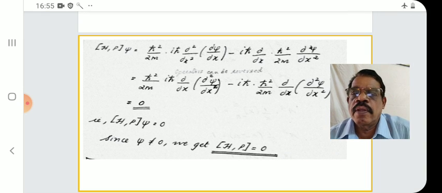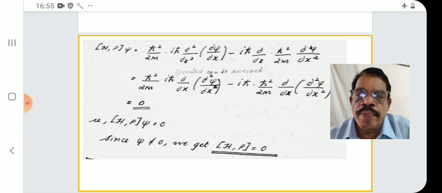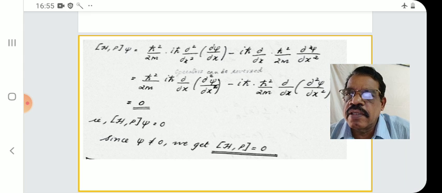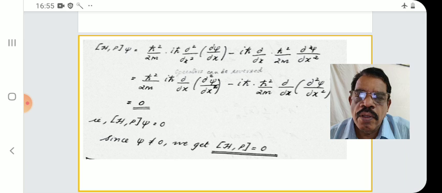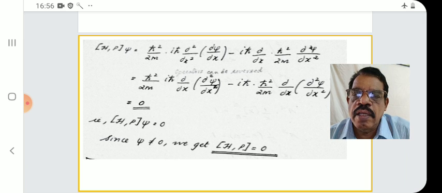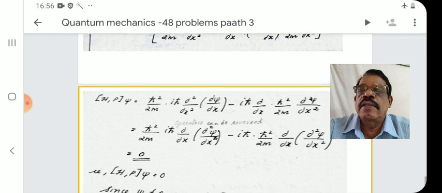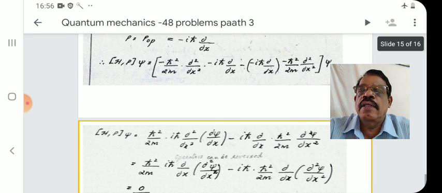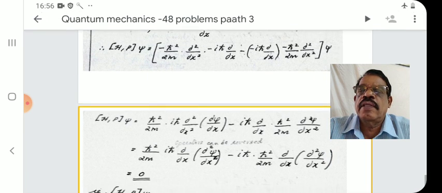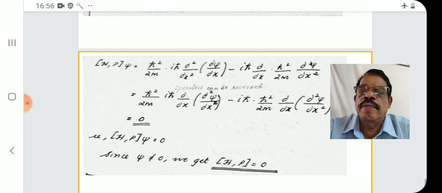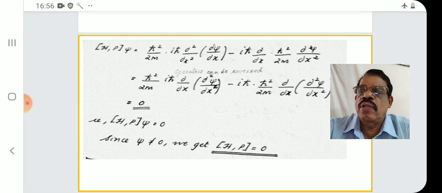With this, the part 3 problems of your quantum mechanics is over. What now remains in the syllabus is 2 essays from chapter 3. Those 2 essays remain, that we take in the next classes. This is the 48th lecture, and I think 2 or 3 lectures are needed to complete the syllabus. That is all. Thank you very much.